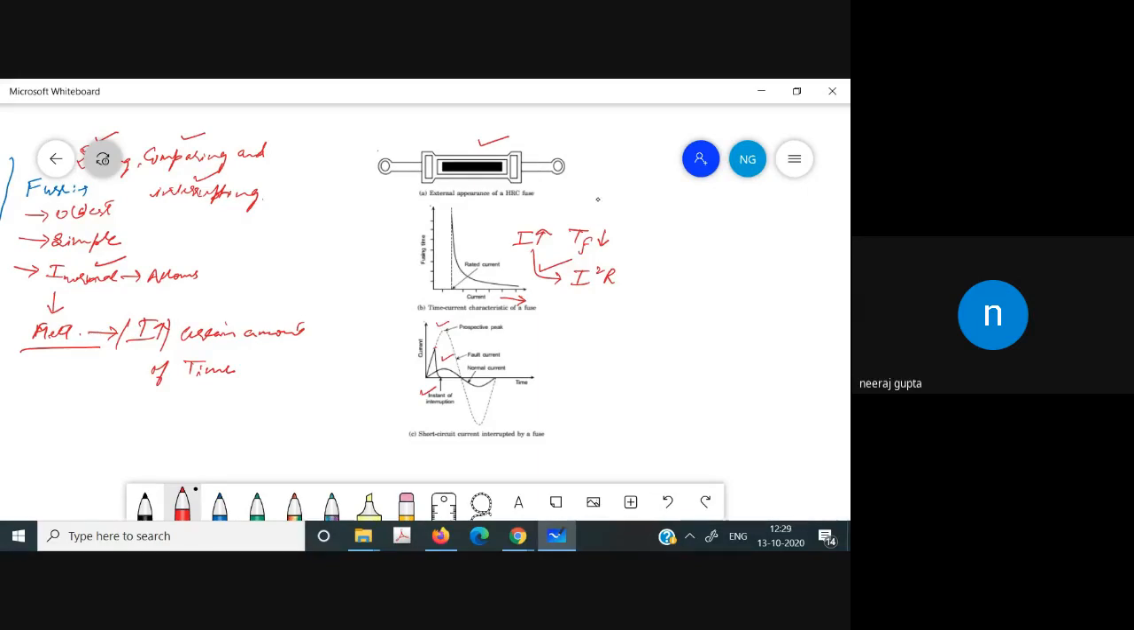So this is how the fuse works. It acts as a sensing, comparing, and interrupting device. It senses the current, compares it, and interrupts it, and the greater the current, the greater the heat, and as a result it melts easily. This is the simplest example of a protective device that you are using.